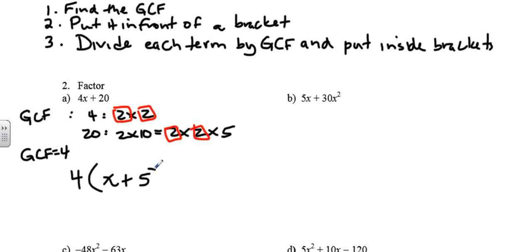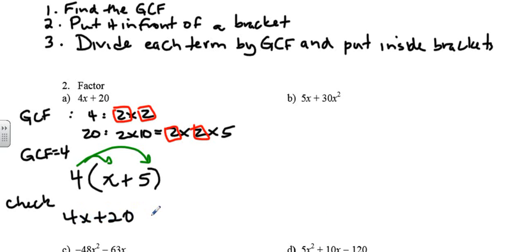Close your bracket. We could check this to see if we're correct by just doing the distributive law, right? We could take 4 and multiply it inside the brackets. So if we did that, we would get 4x plus 20, and we get the right answer. We get our answer back. So this is the final answer. This is what we call factored. Okay, if I asked you to check, you can give me that last part, but you don't have to. This is the final answer.